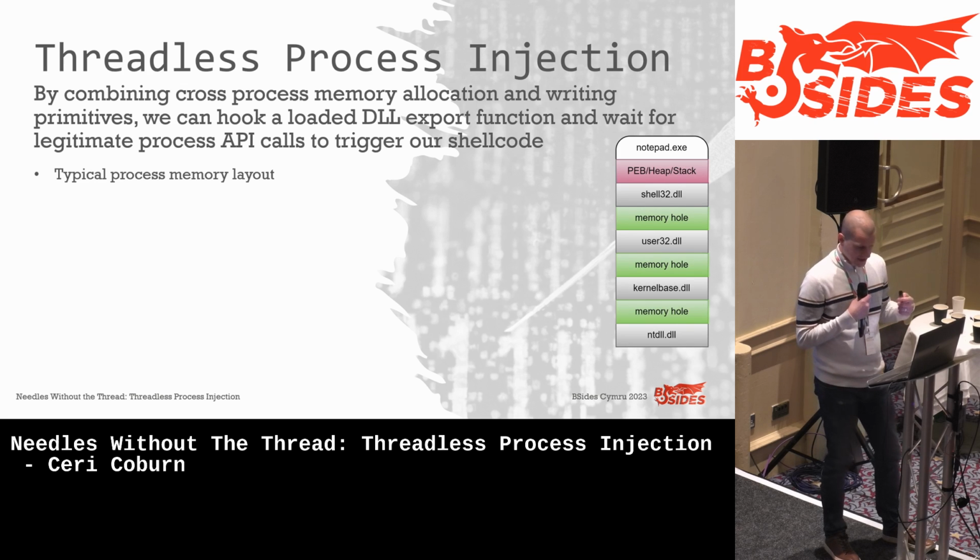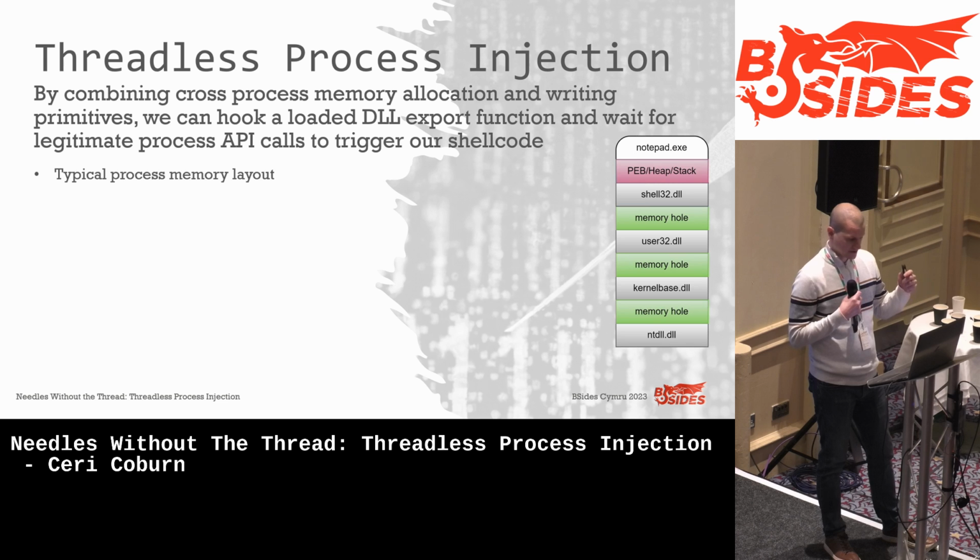So onto the actual technique itself. On the right-hand side there, that's your typical memory layout of a process that's allocated within Windows. At the top, you have the memory that is used for the heap, the stack, that kind of thing. And then your various DLLs are spread along towards the bottom of the memory space. Now, in between each DLL, when Windows allocates a DLL, it will leave a gap.